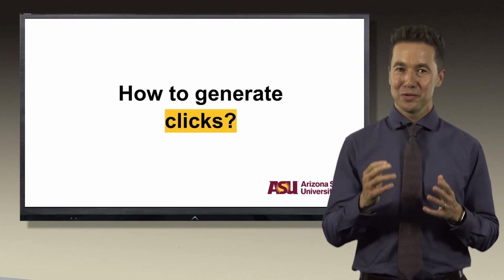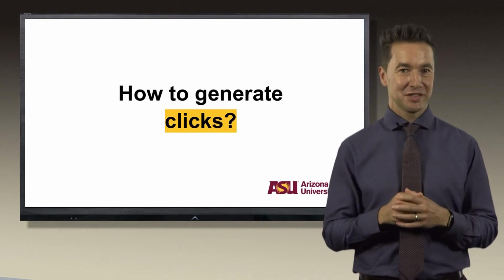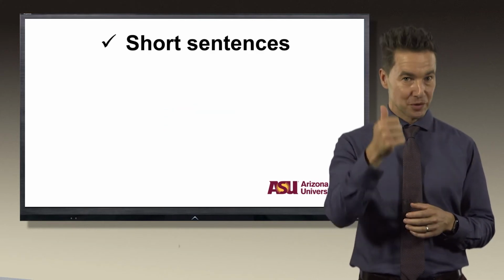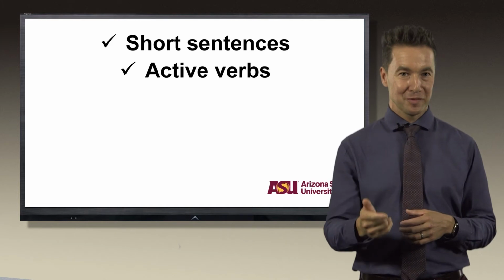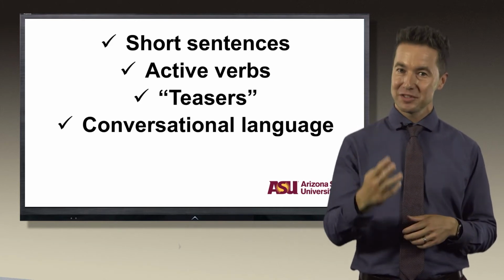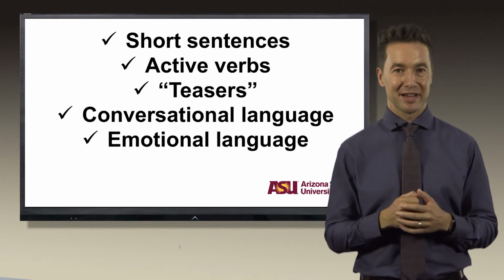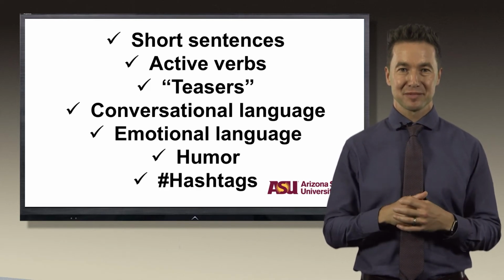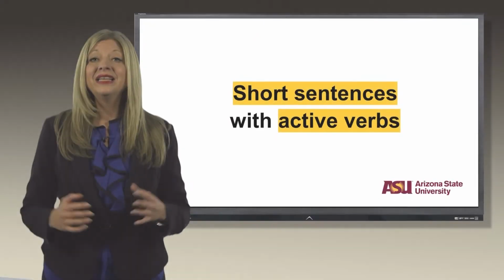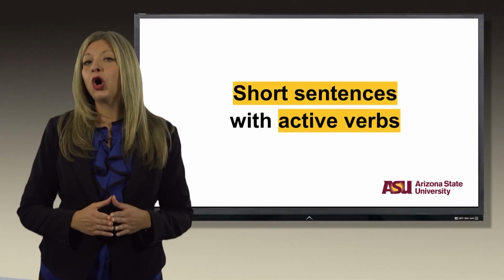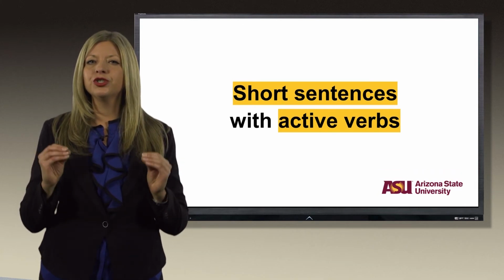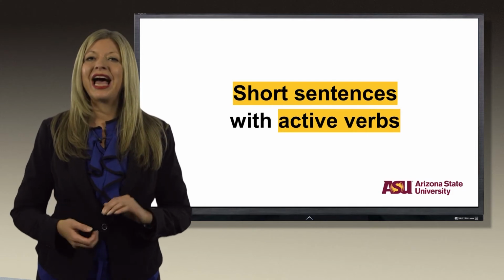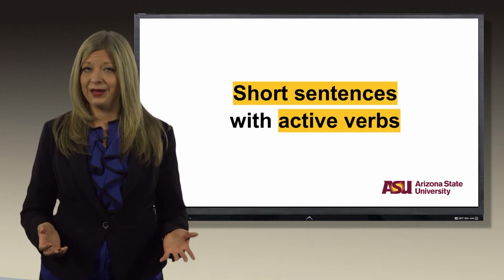So, how do new media journalists use language to generate the most clicks? Online journalists use short sentences, active verbs, teasers, conversational language, emotional language, humor, and hashtags and other symbols. Space is very limited in online posts, so journalists write short sentences with active verbs for impact. We discuss active and passive verbs in Module 5.